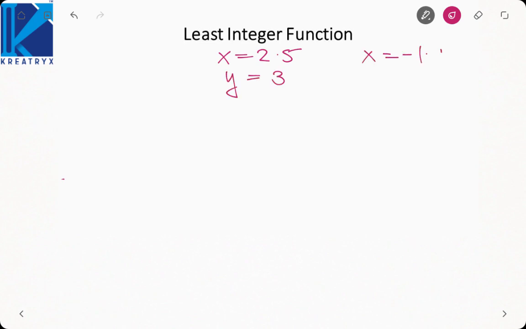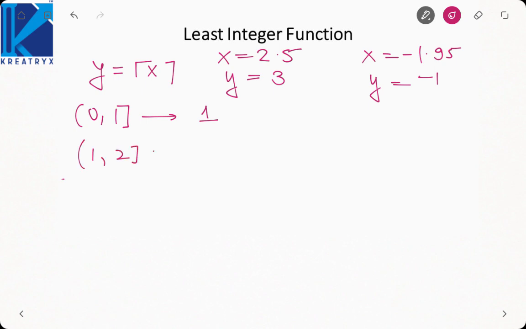What about minus 1.95? Then we need an integer which is higher than this, that is minus 1, 0, 1, 2, 3, which is the least among them, that is minus 1. So it is represented something like this. If the value is lying between 0 and 1, what will be the value? It will be 1. If the value is lying between 1 and 2, it will come out to be 2. If the value is lying between 2 and 3, it will come out to be 3.